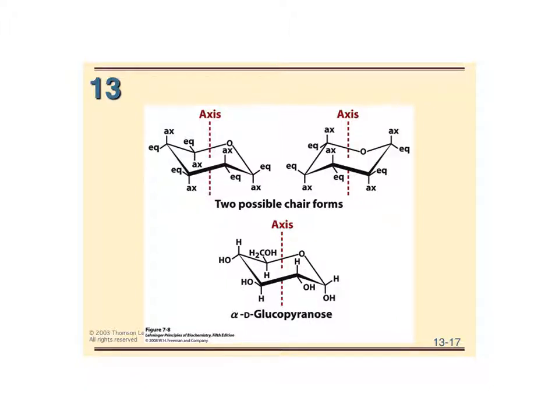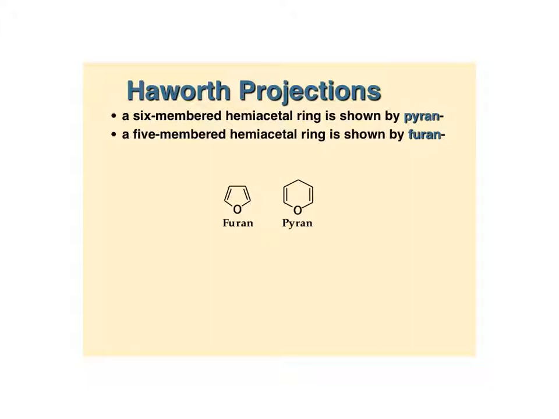That's axial versus equatorial. And this is the whole reason why they were called furanoses and pyranoses, because they look like furan and pyran. And that's the extent of what I want you to know from this.